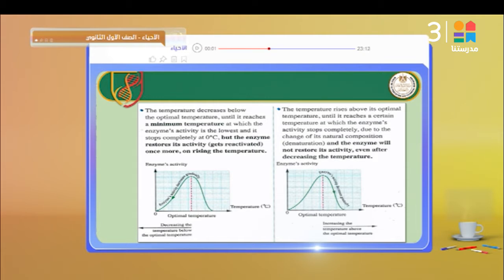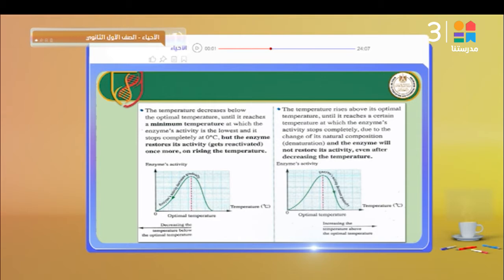When the temperature rises above the optimal temperature, which is 37 Celsius degrees, rising to 40, 45, 50, I think it's not appropriate for the human being. No temperature in human beings reaches 45 or 50, but in other living organisms, especially animals, not restricted only to human beings, the temperature may reach more than certain limits, maybe 50, 55. The temperature rises above the optimal temperature until reaching a certain temperature at which the enzyme's activity stops completely.